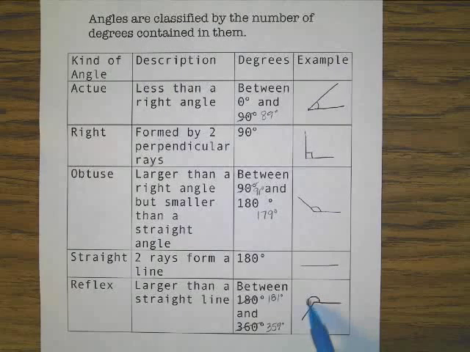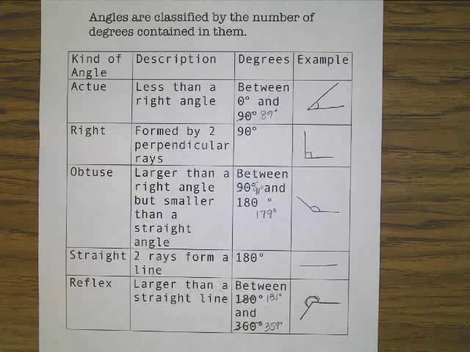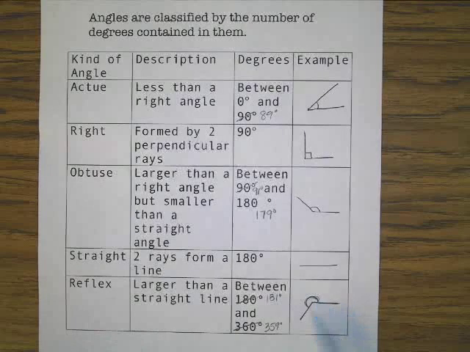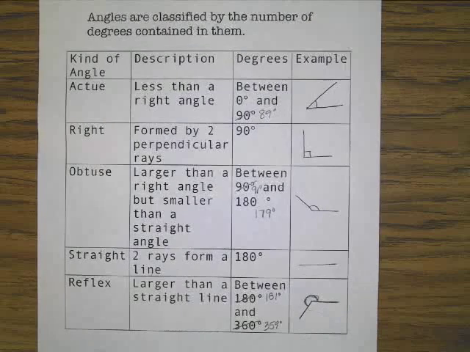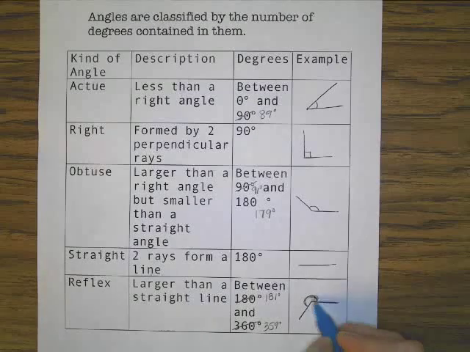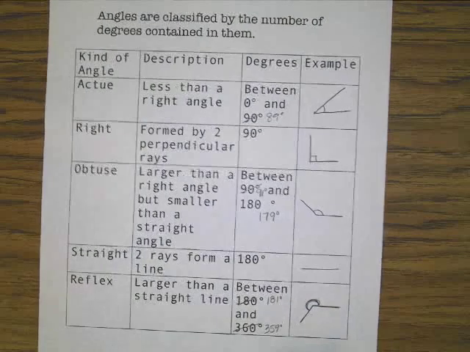Okay? So when they have this part right here, they're telling you that's what they want you to measure. That's what they want you to identify as the angle. This part. Now, if it was in here, it would be different. But it's out here is where they want you to measure.